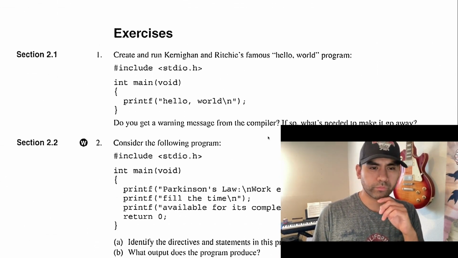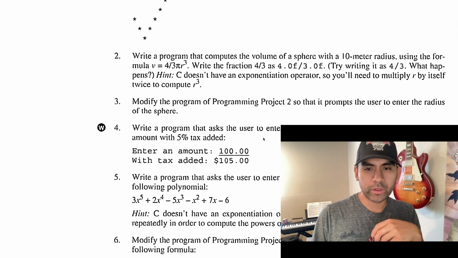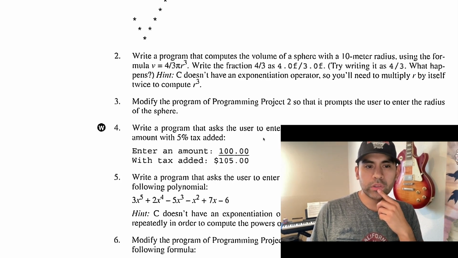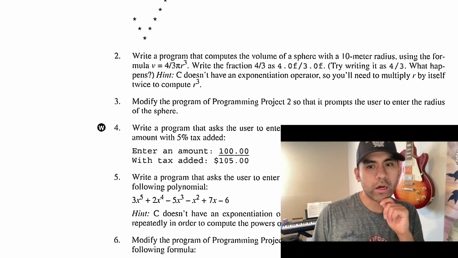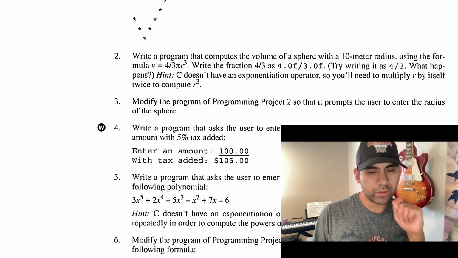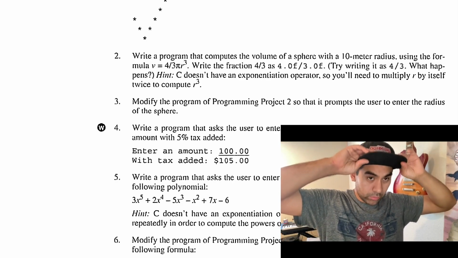All right. Exercises. Programming projects. Write a program that computes the volume of a sphere, right, using the formula. Write the fraction for 4/3. Hint: C doesn't have an exponential operator, so you need to multiply r by itself twice to compute r cubed. Is that r cubed or r squared? Why is it saying twice? Isn't it supposed to be 3 times?